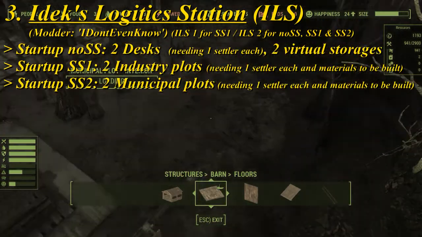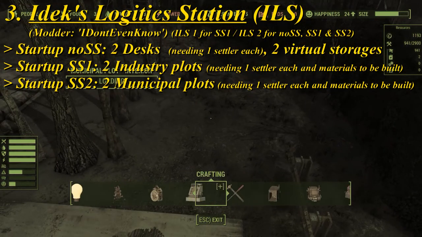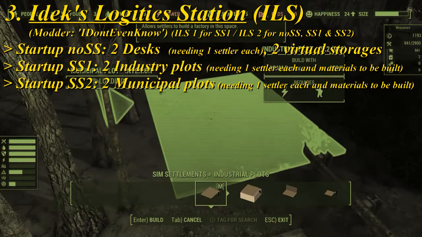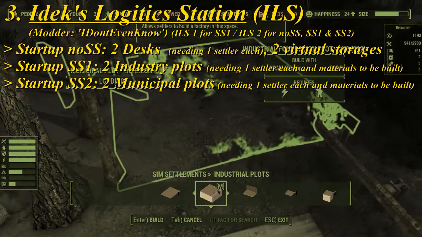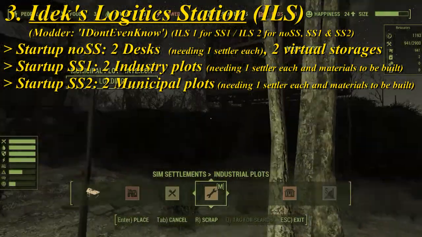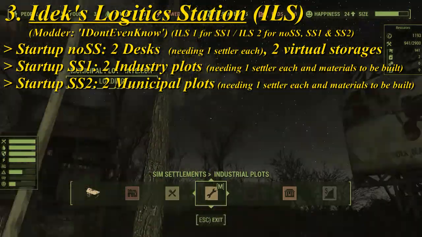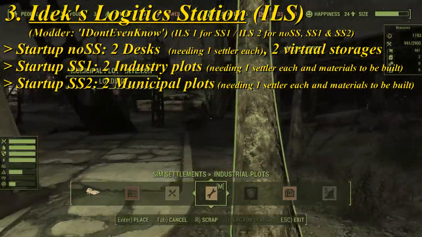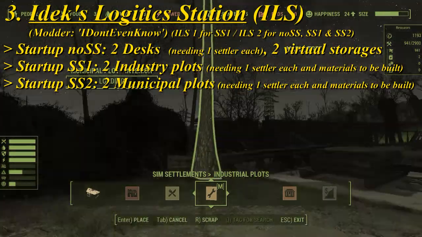Right. So when you use ILS independently, you will need to construct two things in order for it to work. One is the ILS desk, which you will find under the special tab in your workbench, and the other one is the virtual storage, also under your special tab in the workbench. Once you build those two together and you assign a settler to the desk, it will start working pretty much the same way as it would work when you integrate it with a municipal plot. So how does it work with a municipal plot?